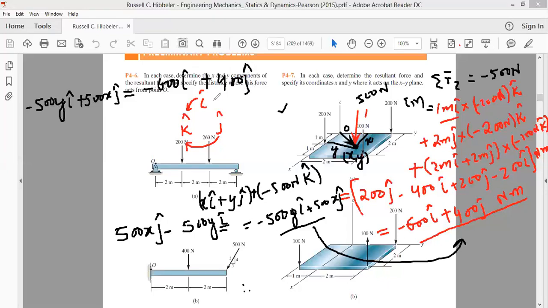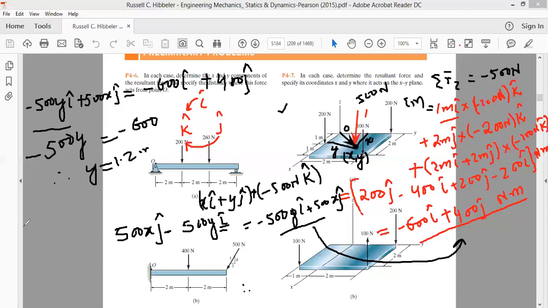Since these two vectors will be equal when their individual components are the same, equating the components of I cap on the right hand side with the components of I cap on the left hand side, minus 500y should be equal to minus 600. Therefore, y comes out equal to 600 by 500, which is 1.2. Since we are taking distance in meters, the value of y should be 1.2 meters.